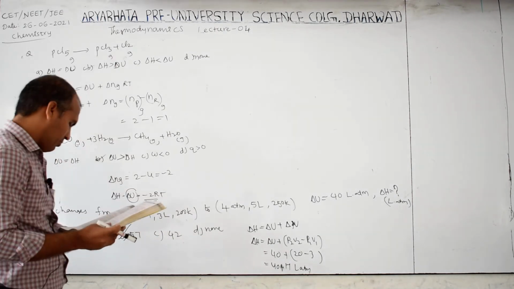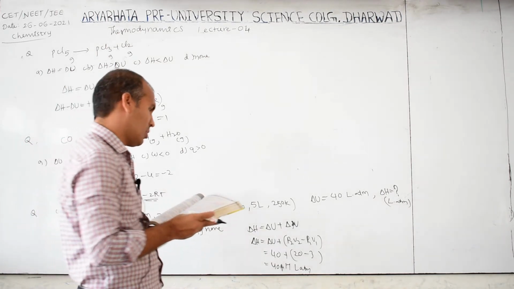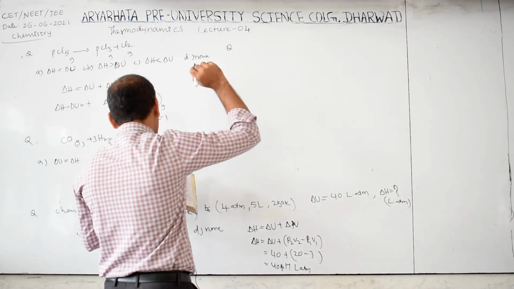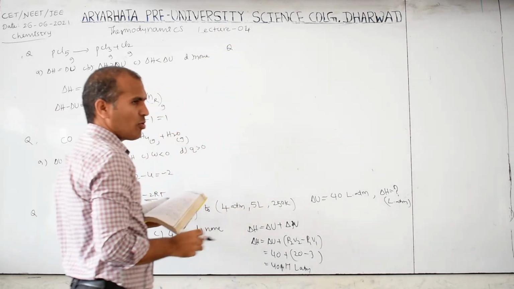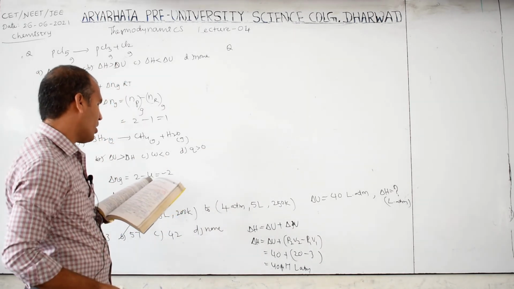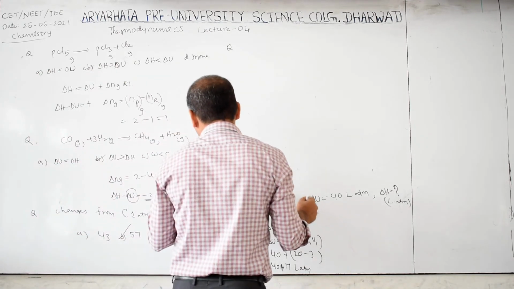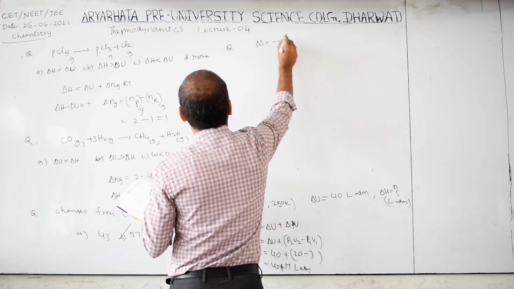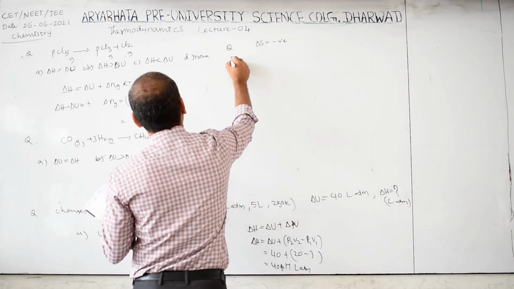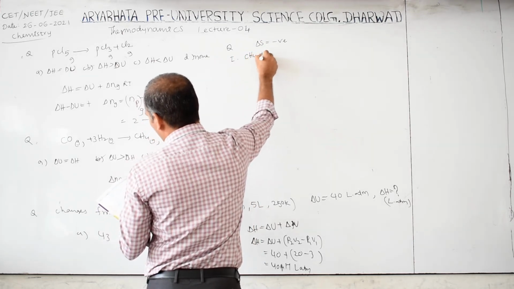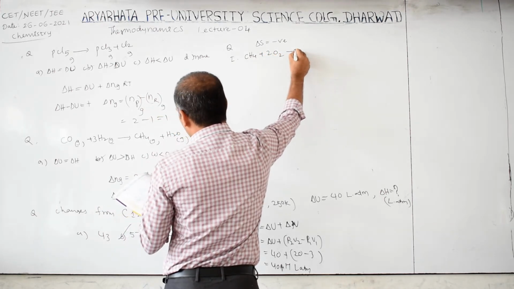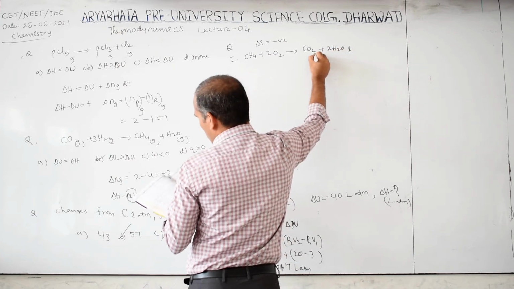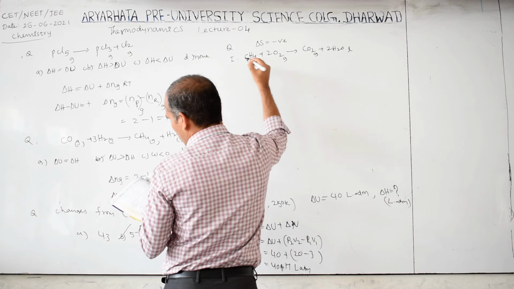Next, a question with respect to the second law of thermodynamics. In this we have entropy and Gibbs energy. Predict which of the following reactions has negative entropy change. Delta S is equal to negative, which of the following has. Then the question: first one, CH4 plus 2O2 gives rise to CO2 plus 2H2O. This is liquid, this is gas, gas, gas.